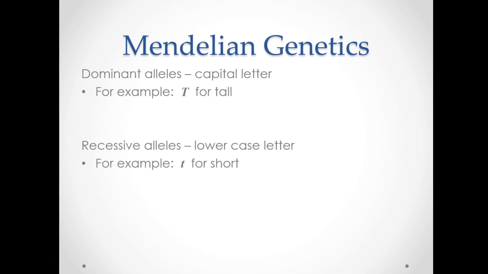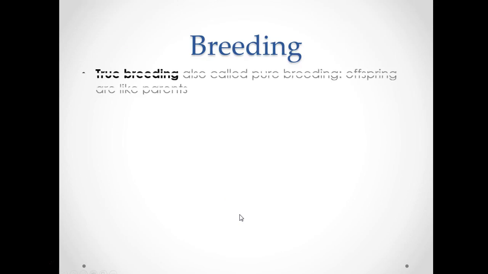Capital means a dominant allele, and lowercase means a recessive allele. So what does a recessive allele mean? A recessive allele is one where you have to have two copies in order for the trait to be observed. So in order to be a short pea plant, you have to have two lowercase t's. If you have even one uppercase T, capital T, you will be a tall pea plant. Okay? So then the question is, how do we know what traits are dominant and what traits are recessive?